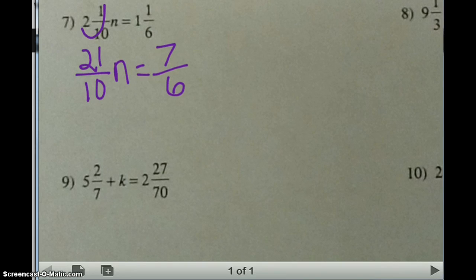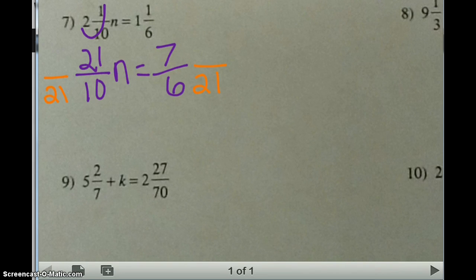Oh my word, how do I undo times? I divide. Yes, but dividing by fractions, what happens? I'm going to kind of talk through it a different way. Do you see that the 21 is on top? So that's multiplication. How do you undo multiplication? You've got it. You divide.